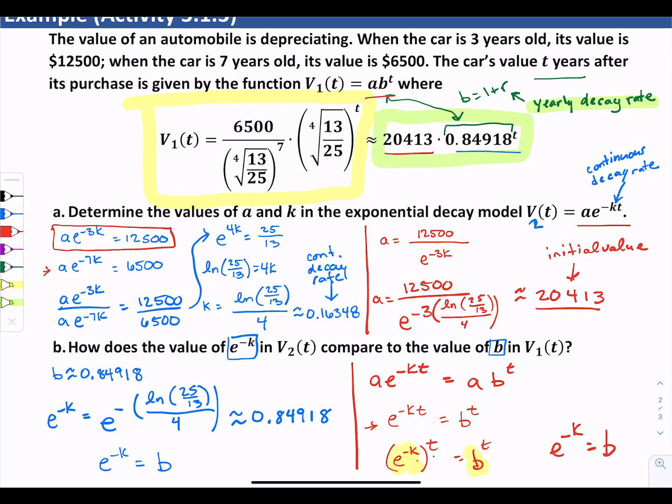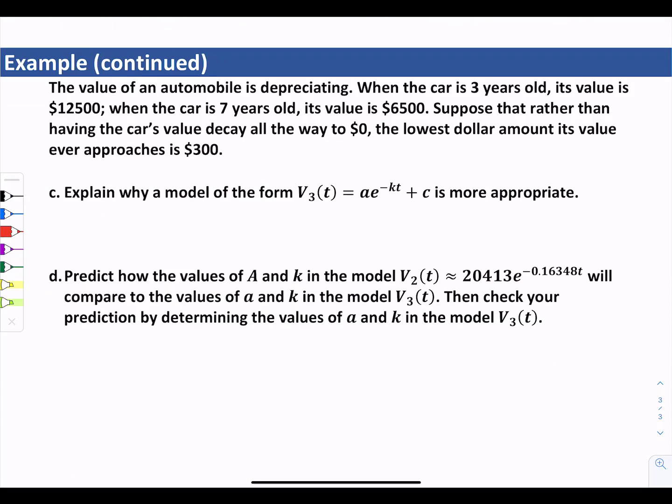We're going to look at one more thing. So we still have the same car. 3 years old, $12,500, 7 years old, $6,500. But now we're going to suppose that rather than having the car's value decay all the way to 0, the lowest dollar amount it ever reaches is $300. So explain why a model of the form v sub 3 of t equals ae to the negative kt plus c is more appropriate.